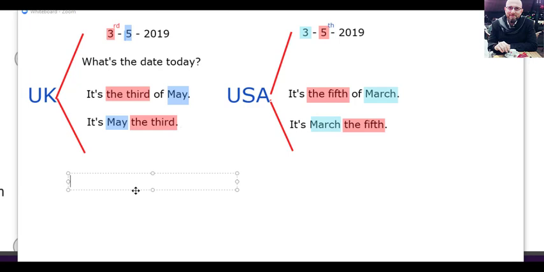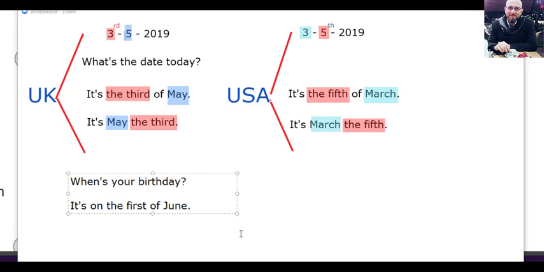Okay, so when someone asks you about your birthday, when's your birthday? The answer will be it's on the 1st of June. And you remember always the capital. The first letter of the month is capital. So it's on the 1st of June. Look here, we have it's on. We don't have on here. When's your birthday? Always it's on because it's a day. And we always use on with the day. It's on the 1st of June.